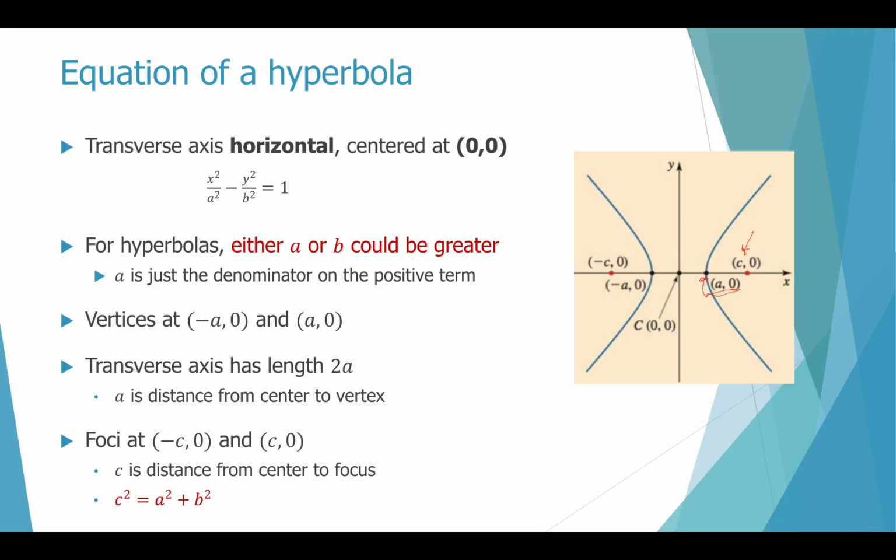The transverse axis has a length of 2a. a is the distance from center to vertex, right? So from the center here to our vertex here is a. So it makes sense that the transverse axis, which is from one vertex to the other, is 2a. And the foci, again centered over here, have a distance from the center. c is the distance from the center to each one. So c squared is equal to a squared plus b squared. Yes, that does sound like the Pythagorean theorem. It's almost like trig uses that.